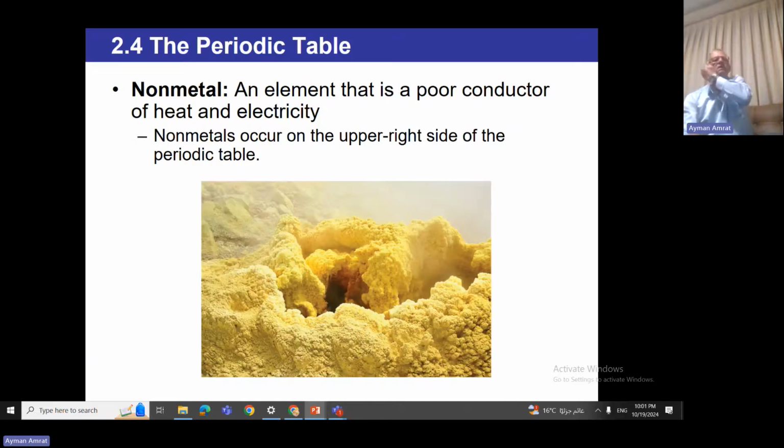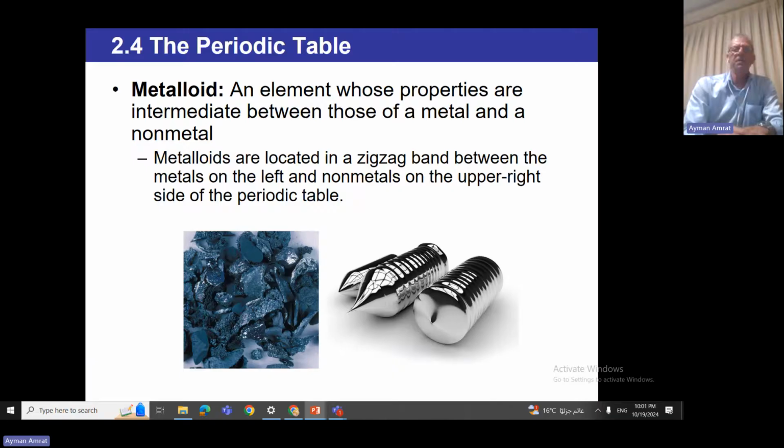Non-metal elements, which are poor conductors of heat and electricity, occur on the upper right side of the periodic table. Third class, metalloids, which is intermediate. Their properties are intermediate between metals and non-metals. The metalloids are located in a zigzag band between the metals on the left and non-metals on the right.